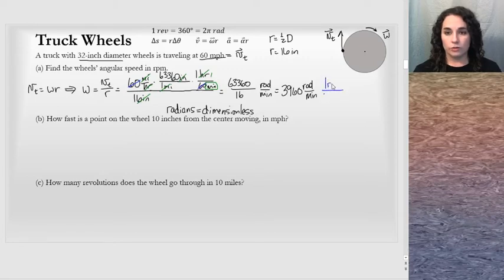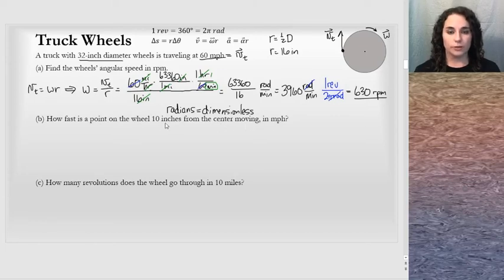In 1 revolution, there is 2 pi radians. The radians cancel. I can see that I have revolutions over minutes left. I divide that number by 2 pi, and I get a value of 630 RPMs. In 1 minute, that wheel will turn 630 times at 60 miles per hour. Pretty interesting.